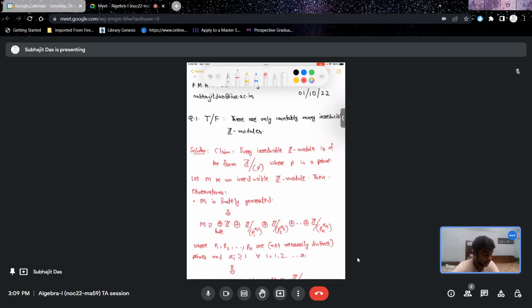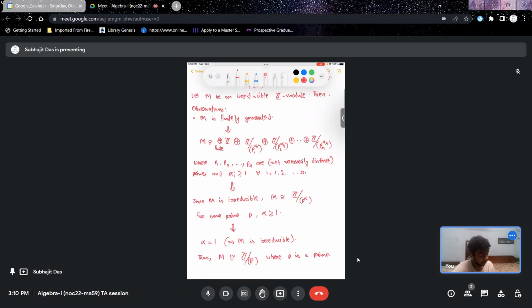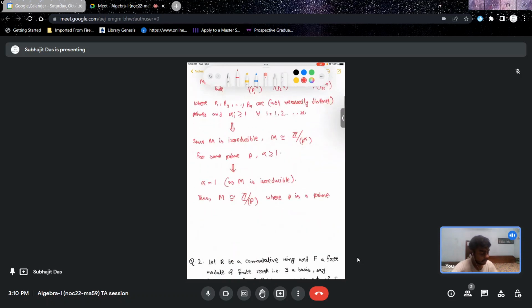So anyways, now the point is that we know that there are countably many primes, right? So there are countably many primes, hence there are countably many irreducible Z modules, right? And that's it.